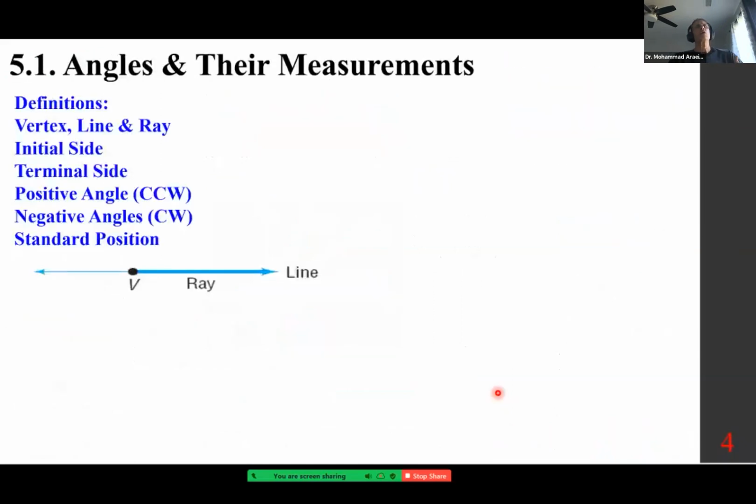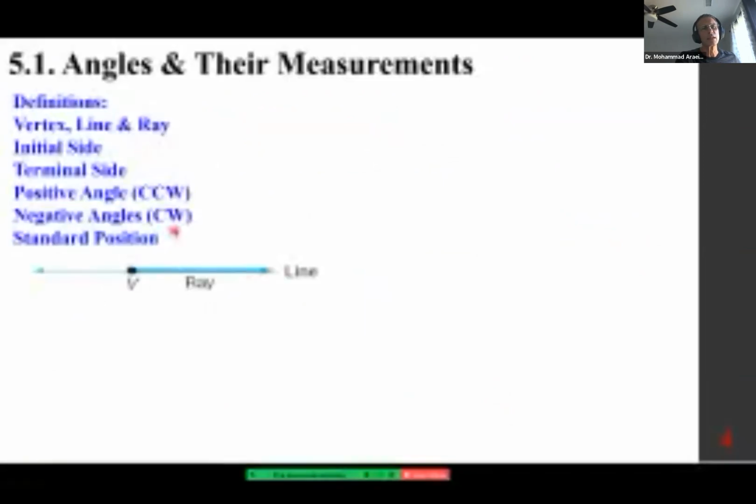Now, what we are going to do, let's look at the synopsis of some of the definitions. We're going to look at vertex, line, ray, initial side, terminal side, positive angle, which is CCW, counterclockwise. Negative one is clockwise, standard position. So let's quickly start with all those definitions. They are very straightforward.